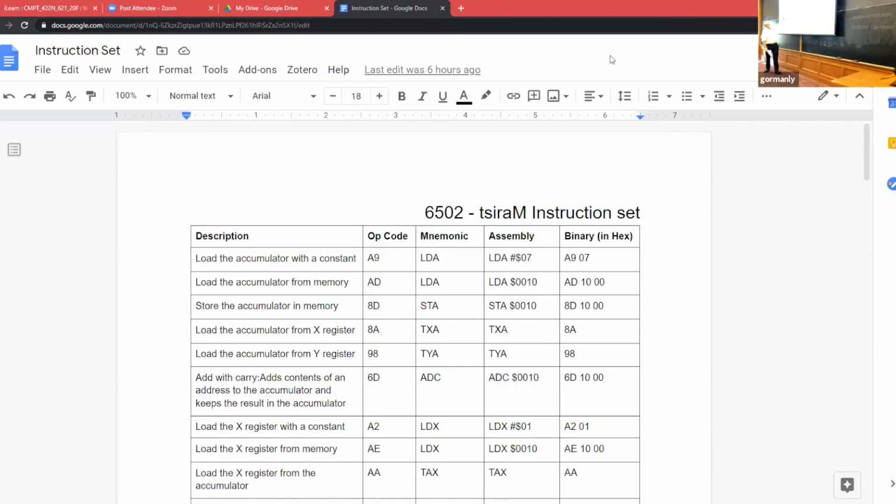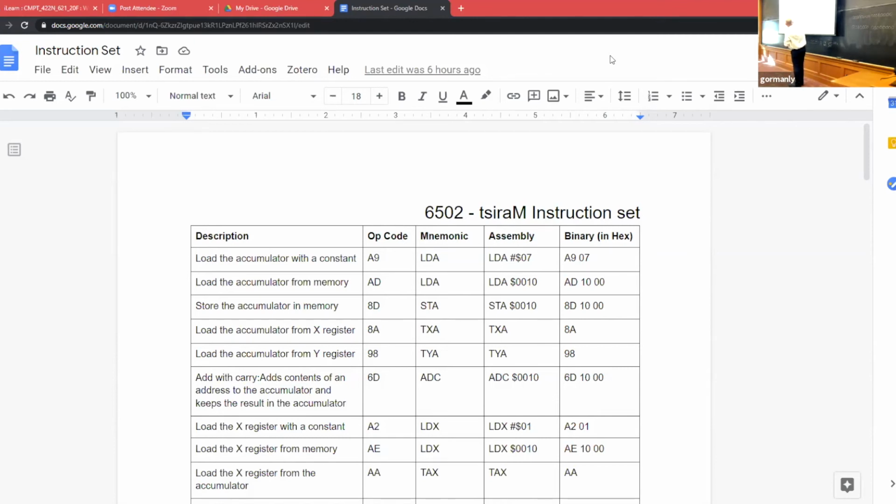Now, let's come down to here and look at these different ones. Notice here we have loads, but this time we're loading from one register to another. So I have load the accumulator from X or load the accumulator from Y. And notice their mnemonic is TXA. T stands for transfer. Anytime you're moving from register to register, you're not loading or storing, you're transferring. So if you see that T, it's a transfer. What am I transferring? I'm transferring from X to A. I'm transferring from Y to A.